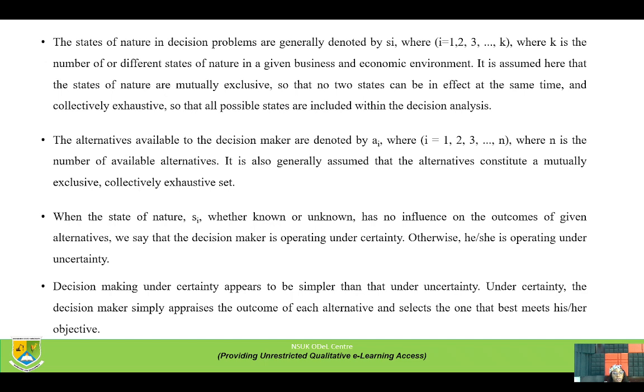When the state of nature Si, whether known or unknown, has no influence on the outcomes of a given alternative, we say that the decision maker is operating under certainty. Otherwise, he or she is operating under uncertainty.